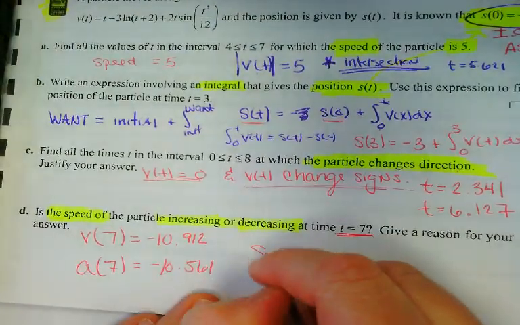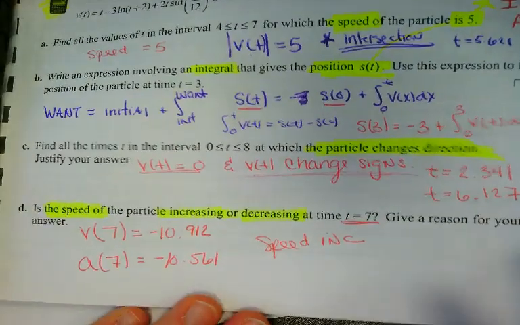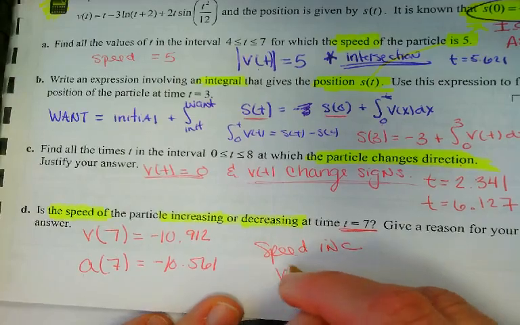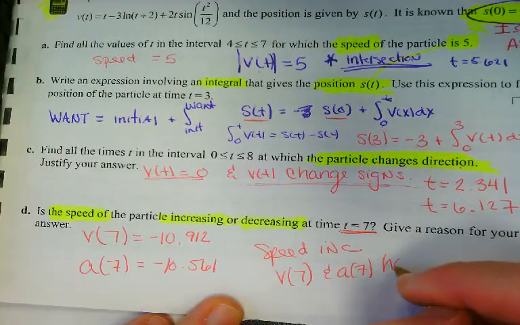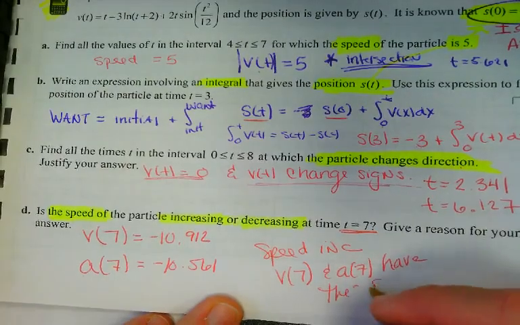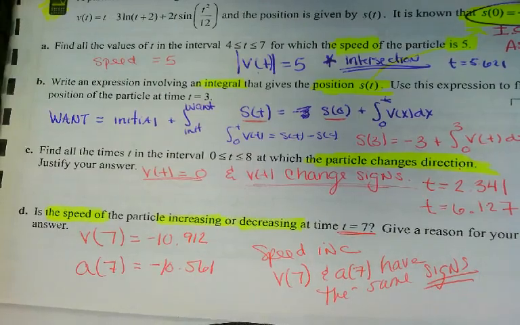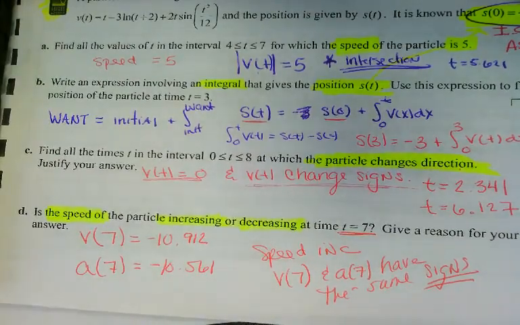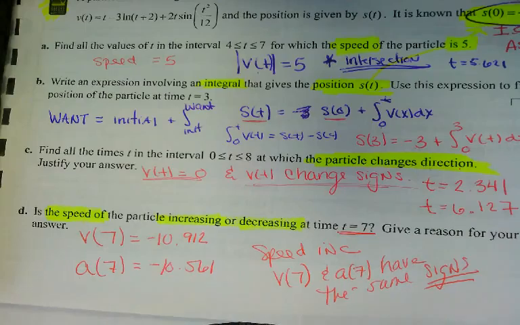The speed is increasing. Okay, and I've got to say why. Give a reason for your answer. V of 7, don't say V of t. V of 7 and A of 7 have the same signs. Okay, meaning they're both positive or they're both negative. V of 7 and A of 7 have the same signs. Okay. So it is all about understanding the question before the calculator becomes useful.